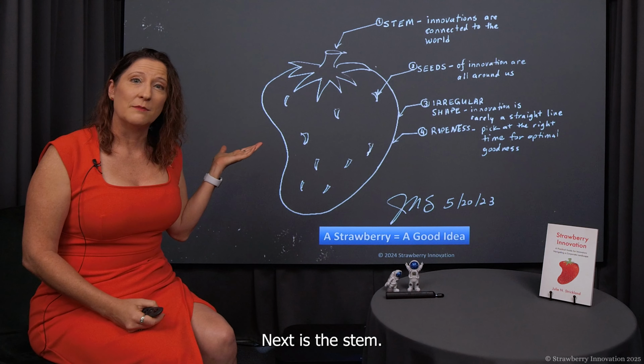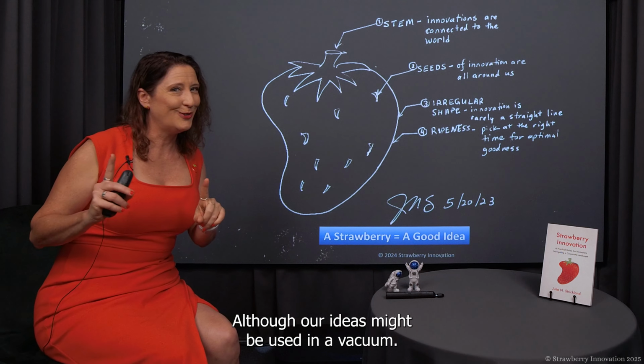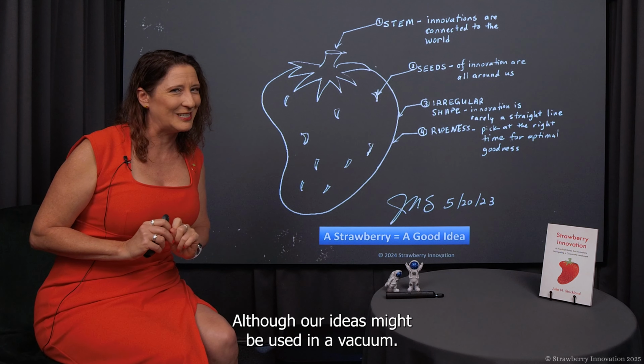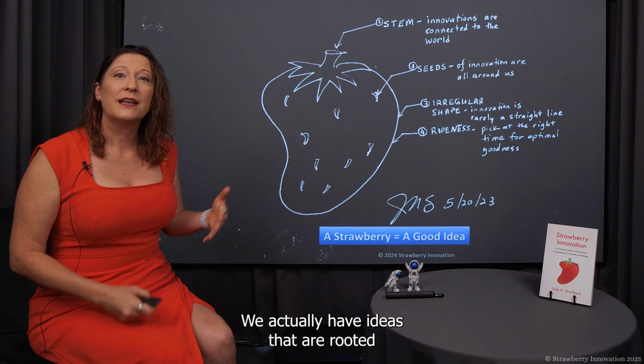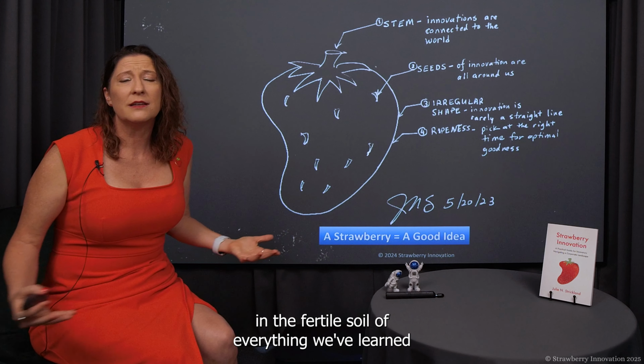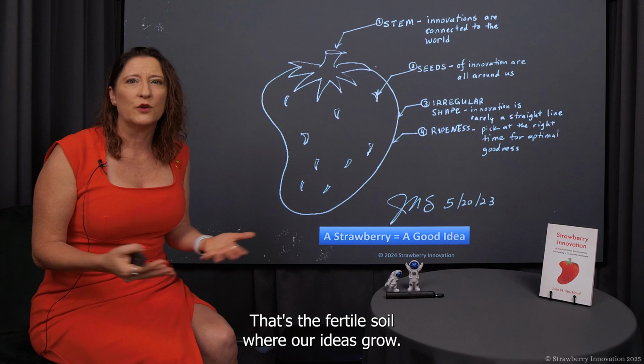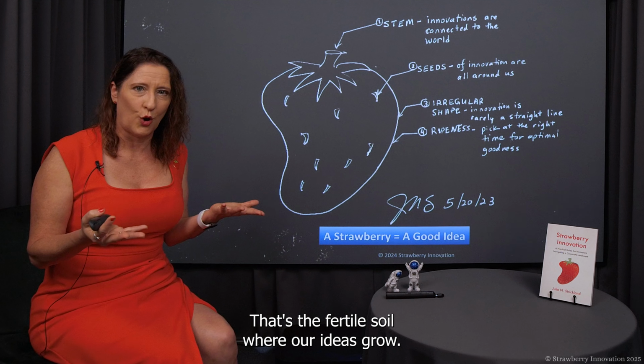Next is the stem. The stem reminds us that we don't come up with ideas in a vacuum, although our ideas might be used in a vacuum. We actually have ideas that are rooted in the fertile soil of everything we've learned and our own experiences. That's the fertile soil where our ideas grow.